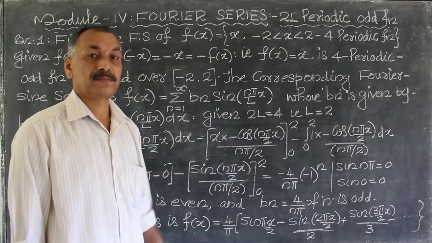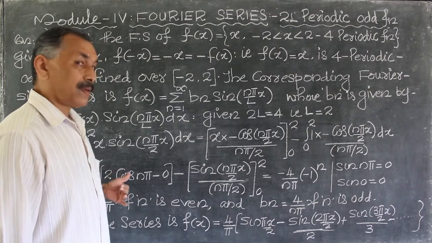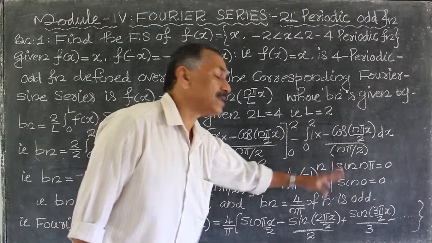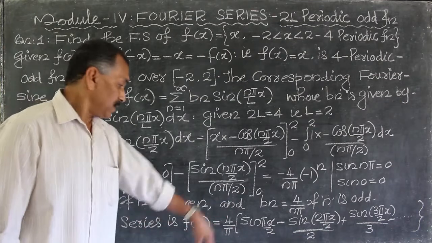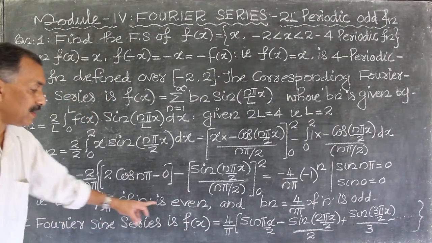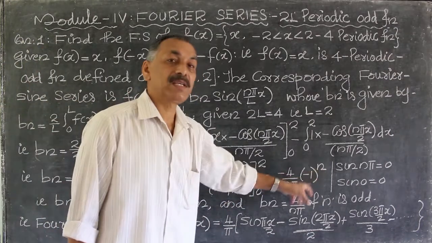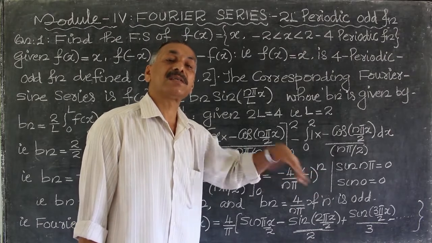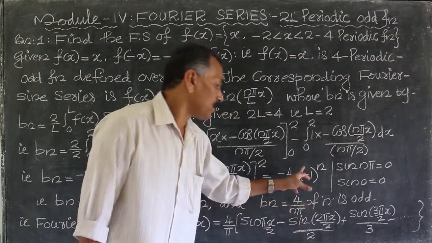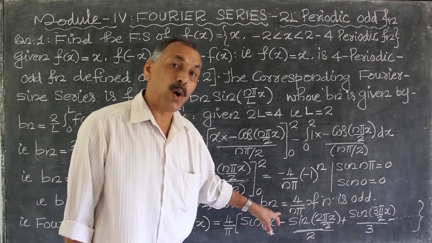What remains? Minus 4 divided by n pi into minus 1 raised to n. That is, b n is equal to minus 4 divided by n pi if n is even. Assume that n is an even number, then minus 1 squared, minus 1 raised to 4, minus 1 raised to 6, and so on, equal 1. That is equal to minus 4 divided by n pi. Then next, assume that n is odd.